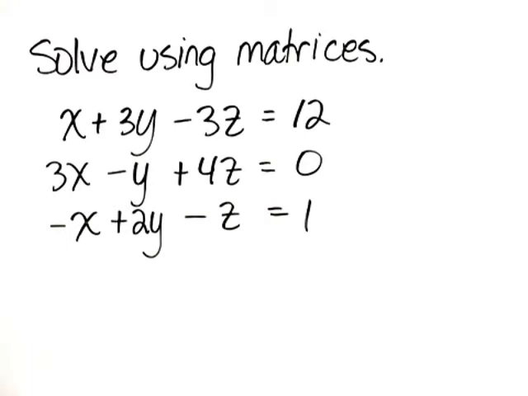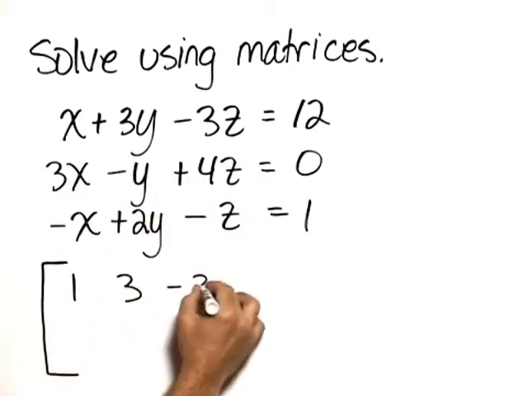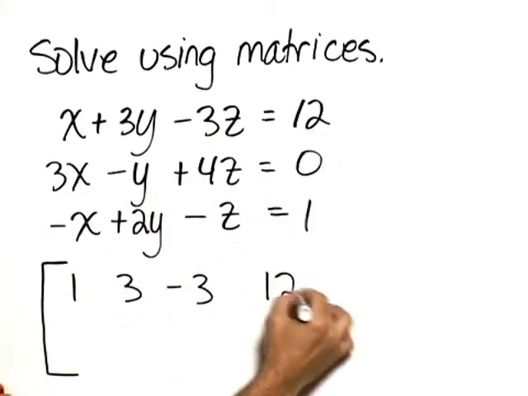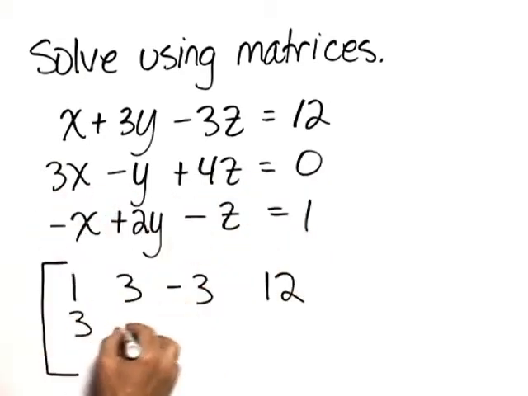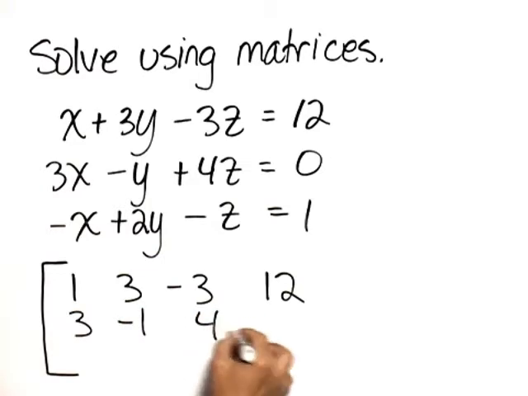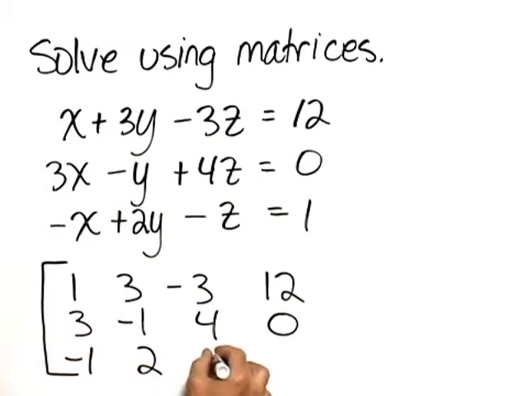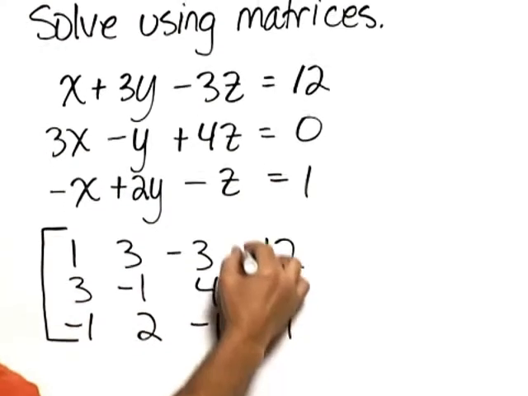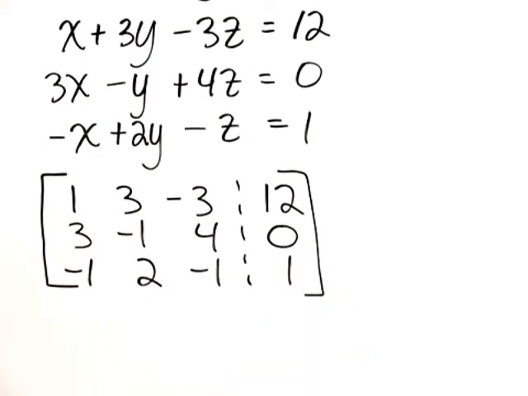So let's write out the corresponding matrix to this system of equations. We take the coefficients 1, 3, negative 3, the constant 12. Then we take the coefficients for row 2: 3, negative 1, 4, 0, and then the coefficients for row 3: negative 1, 2, negative 1, 1, with our vertical line separating the constants from the coefficients.